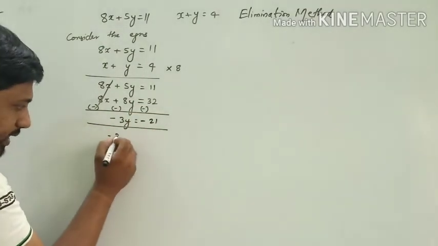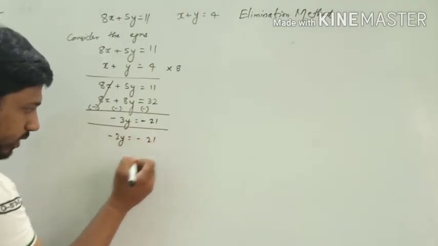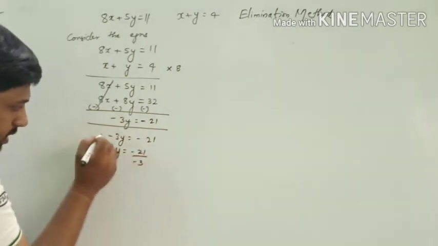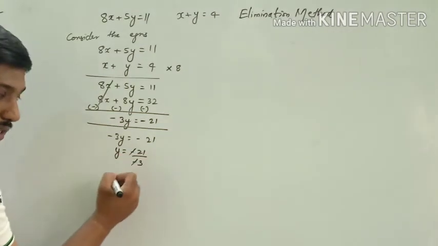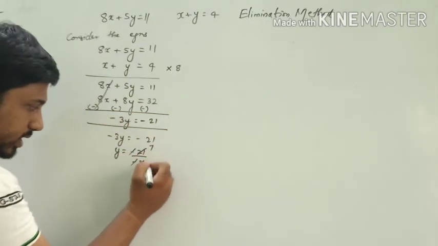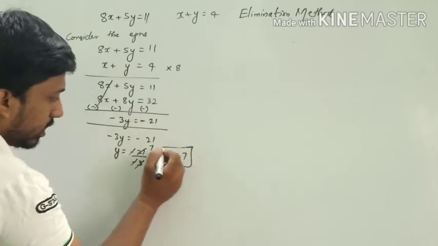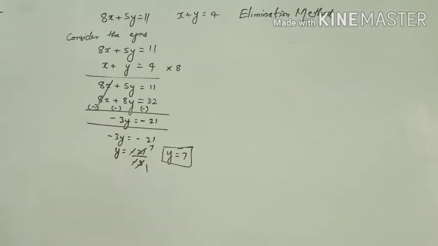Now I am going to take minus 3y is equal to minus 21. I need y, right? So y is minus 21 by minus 3. Minus minus gets cancelled. 3 1s are 3, 3 7s are 21. So y is equal to 7. We got the value 7 by the method of elimination. So we have not substituted anything. Just we have eliminated one term.